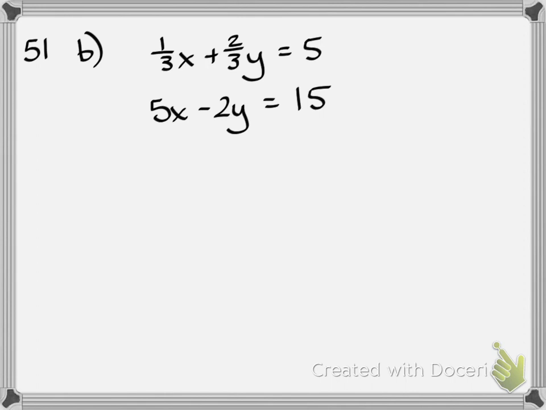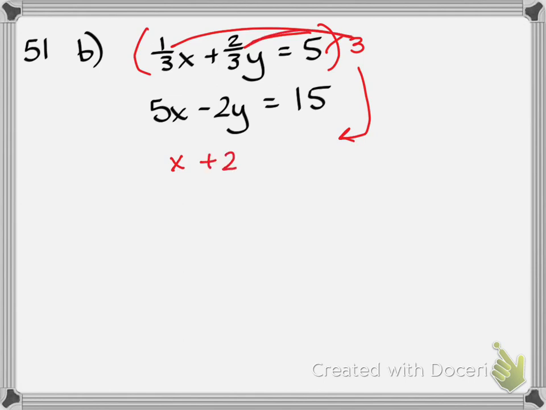And I just would like to multiply this through by a 3 first, just to clear those fractions. So we're going to multiply every term by 3, and I'm going to write the answer down here. So 3 times 1/3 is just a 1x. 3 times 2/3 y is positive 2y, and 3 times 5 is 15.